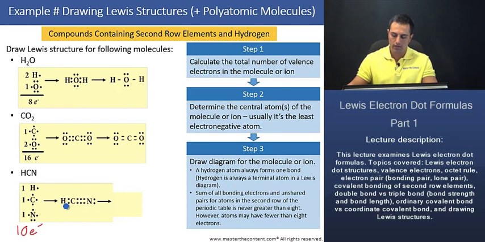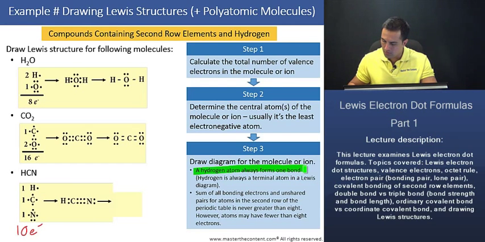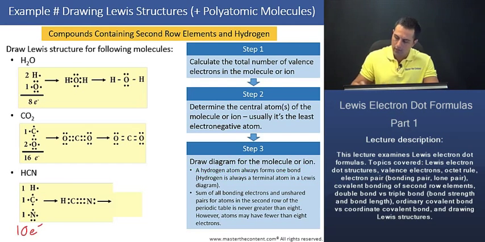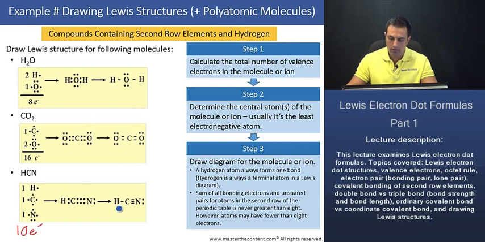Hydrogen always forms one bond, so the hydrogen is going to form that one bond with the carbon, as we see here. In order to achieve that octet configuration, the carbon and the nitrogen are going to need to form 3 bonds, which is going to result in a triple bond between the carbon and the nitrogen. The resulting Lewis structure for hydrogen cyanide is as follows.